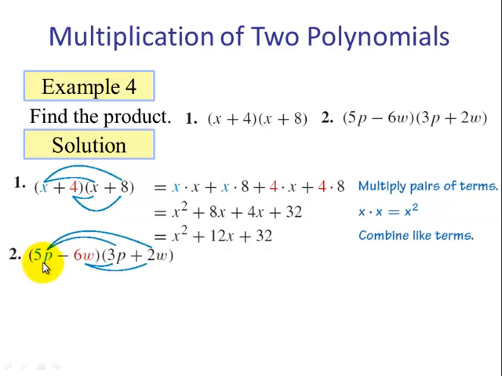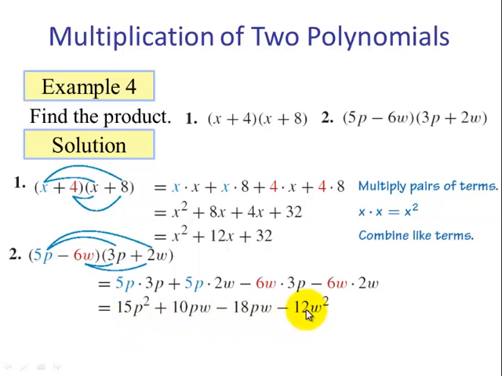Number 2, we take 5p times 3p, 5p times 2w. Then we take negative 6w times 3p and negative 6w times positive 2w. 5p times 3p is 15p squared. 5p times 2w is 10pw. Negative 6w times 3p is a negative 18pw. And negative 6w times 2w is negative 12w squared.